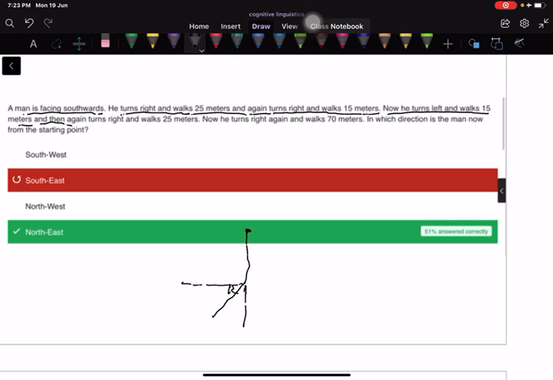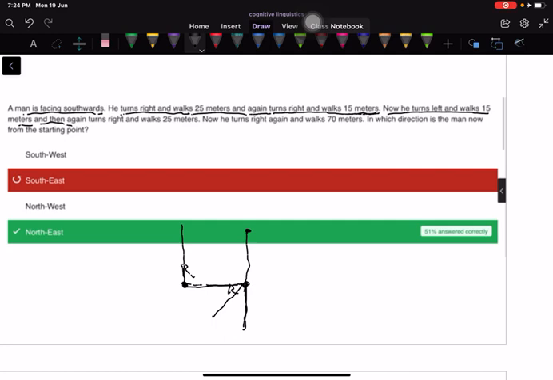I'm sorry. This is where he was, right? He was facing southwards in the first place. Then he turned right. This is where the right is. And he walked 25 meters, right? 25 meters. Here is he. And again turns right and walks 15 meters. So if he is here, then this is his right. Walks 15 meters to the right.